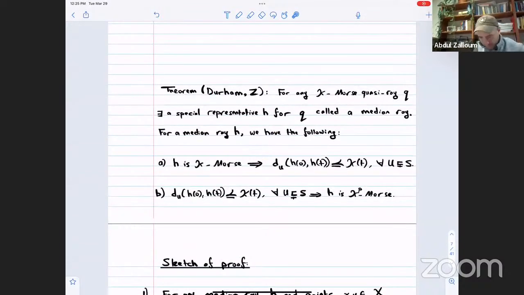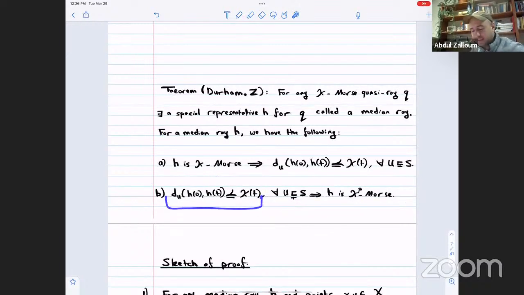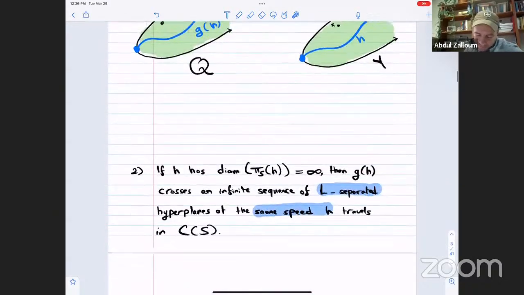Now, this direction is immediate, so I'm not going to talk about it. This direction is 2 lines. If you want, you can ask me about it after the lecture. But what I want to discuss is the more interesting direction, which is this one. I have a median ray that I know nothing about, except that its projection to each hyperbolic space, aside from the top level, is bound above by kappa. And from that, I'm going to deduce that it has to be kappa to the P Morse. So let's see how we do that.